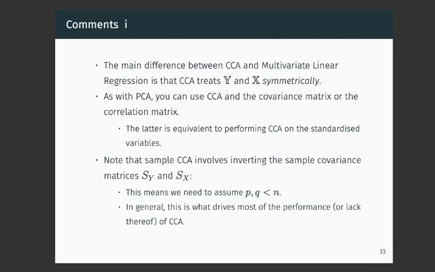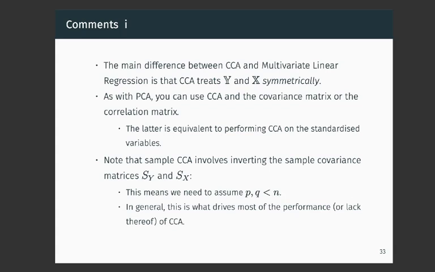So to summarize what we've discussed so far, the main difference between CCA and multivariate linear regression is that CCA treats Y and X symmetrically. So there's no notion in general of outcome variable or a covariate. Y and X are treated the same. As with PCA, you can use CCA on the covariance matrix or the correlation matrix. So we could, for example, standardize both the X's and the Y's before doing CCA. And just as with PCA, this is equivalent to performing CCA on the correlation matrices or the standardized variables. Both approaches are equivalent.